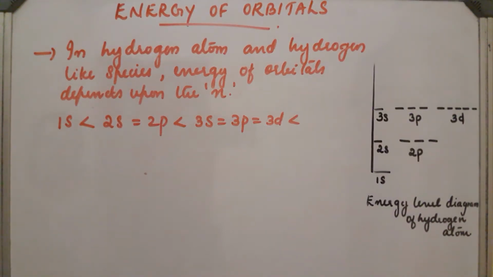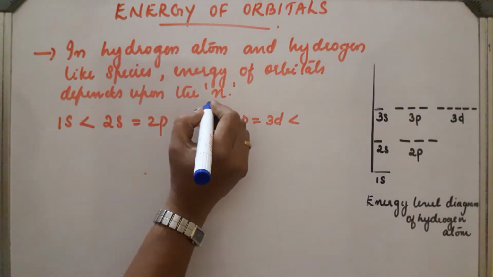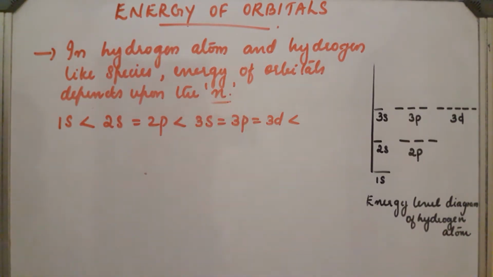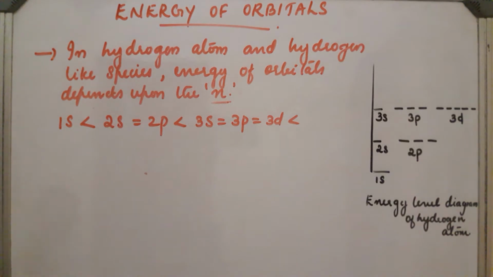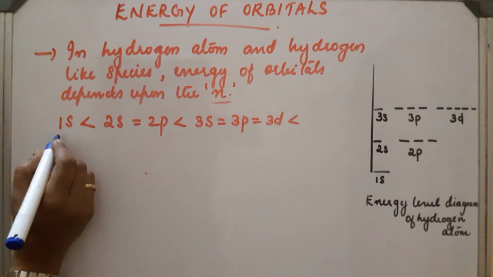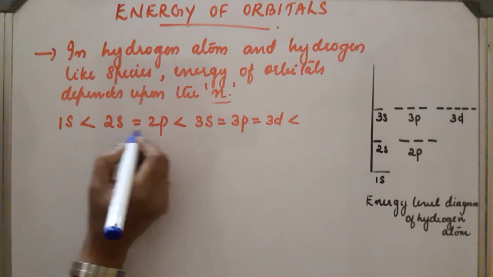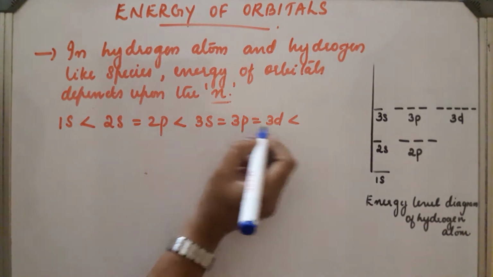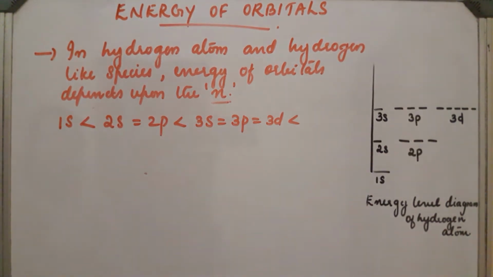Energy of orbitals. First we are discussing atoms like hydrogen and hydrogen-like species. Here the energy of the orbitals depends upon the principal quantum number n. The order of energy of orbitals is 1s is less than 2s and 2p, then 3s, 3p, 3d. Here 2s and 2p have the same energy.